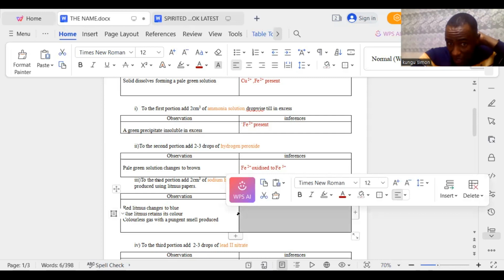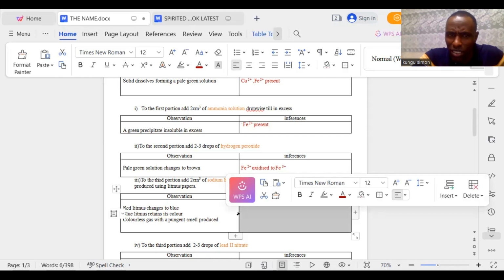Now, having this observation here, you realize there's only ammonia gas that is basic. However, you don't mention here that ammonia gas is present. Now, if I take you back to Form 3, we mentioned that every time you have an ammonium salt, and then you add a base like sodium hydroxide, and then you heat the mixture, it is supposed to give you ammonia gas. What does that mean, therefore?